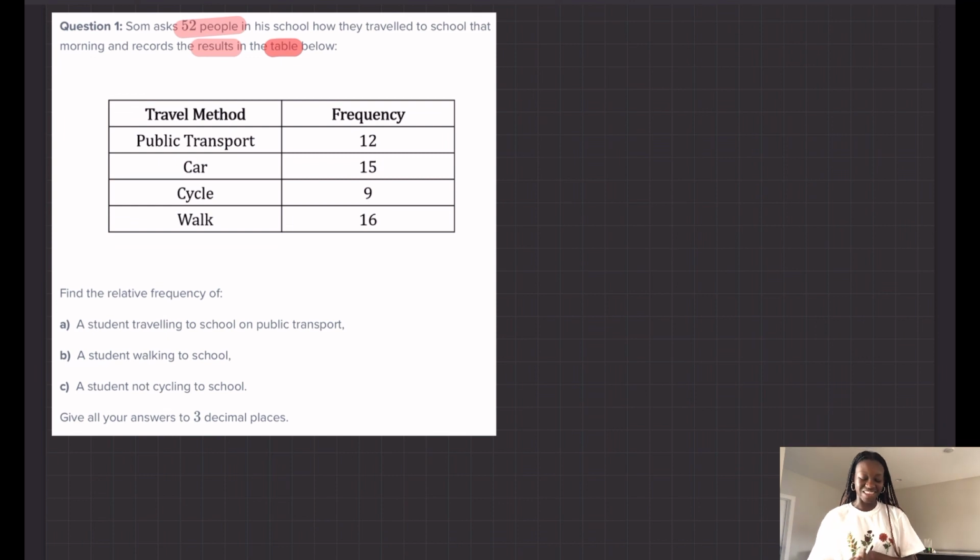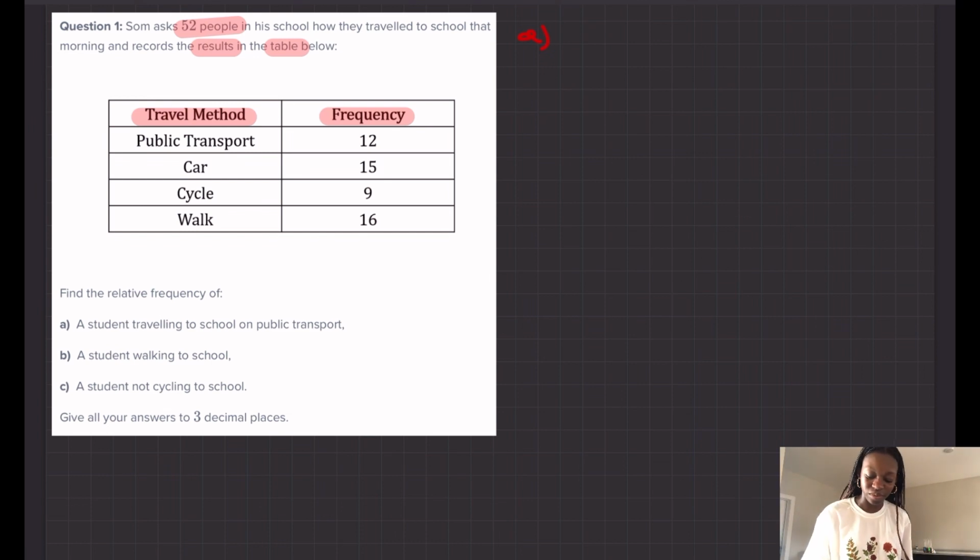All right, so they're asking us to find the relative frequency. However, with a twist, they're asking us to find the relative frequency of 3 different criteria. So let's see if we can rise to the challenge. Letter A says, a student traveling to school on public transport, find the relative frequency. Well, when we look at public transport, we see that 12 people are traveling on public transport. Now, we know that Soam asked 52 people in total, so our fraction is going to be 12 for public transport over 52, which is the total. And we're going to put 12 over 52 into the calculator.